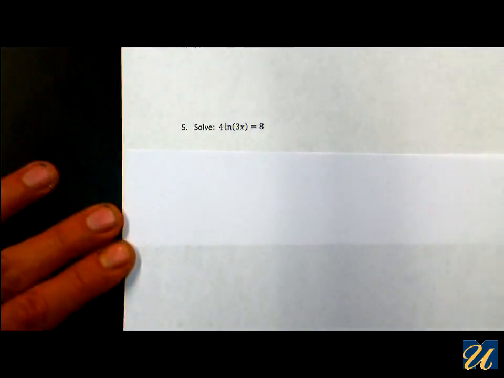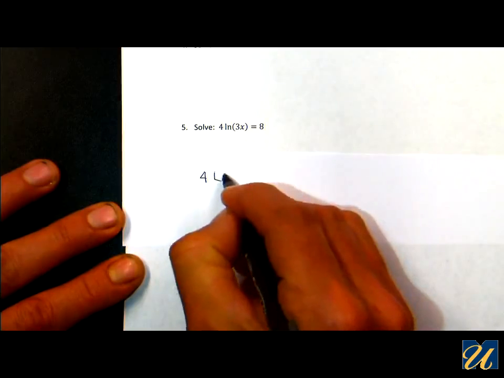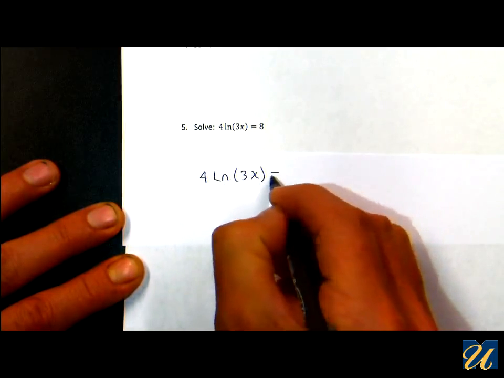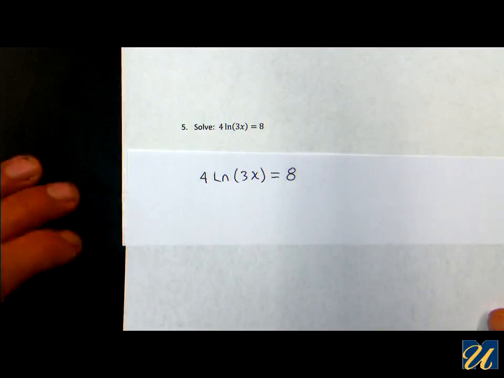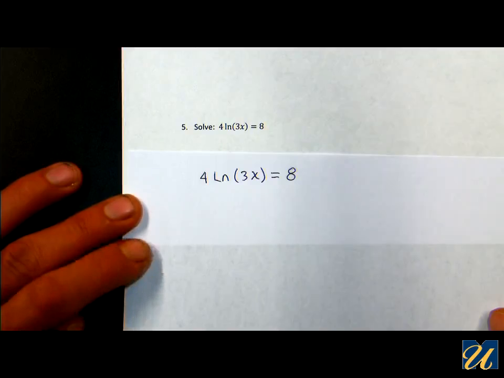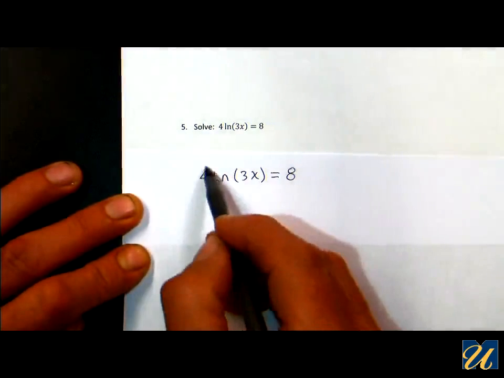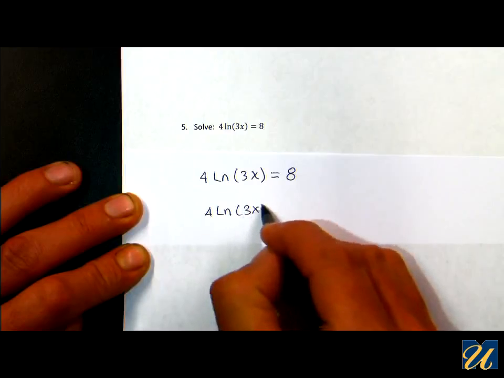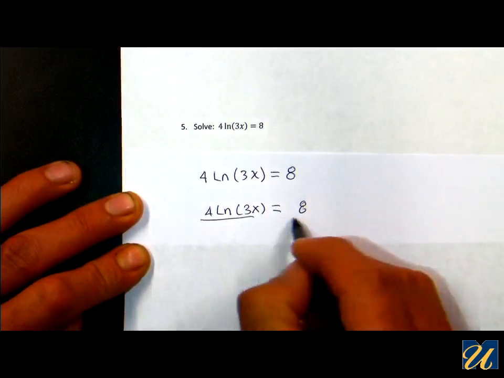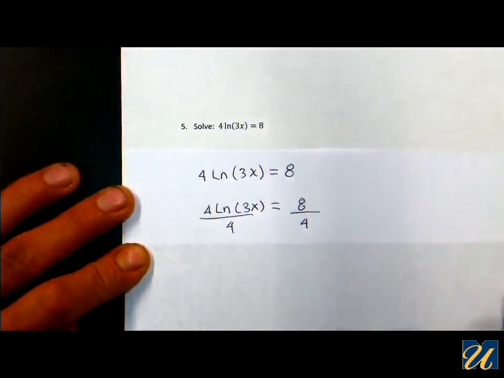Take a look at the next one. Problem 5. 4 natural log of 3x equals 8. That's a logarithmic equation since it contains a logarithm. And you would like to convert to exponential form, but not just yet. You have to get rid of the multiplier here. So I'm going to take what I have, 4 natural log of 3x equals 8, and divide both sides by 4. Just get rid of the 4 that way.